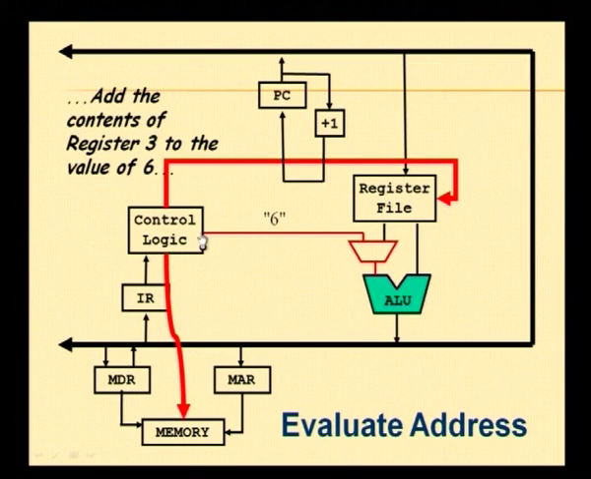So, the control logic gives the value of 6 directly to the ALU, and it also tells the register file that you need to now output the value of register 3. Register 3 information is given to the register file, so that the data from register 3 will be taken out and given to the ALU. Once this is done, the ALU will perform the addition, and that value will have to be given to the memory. This is what is done in the evaluate address step.